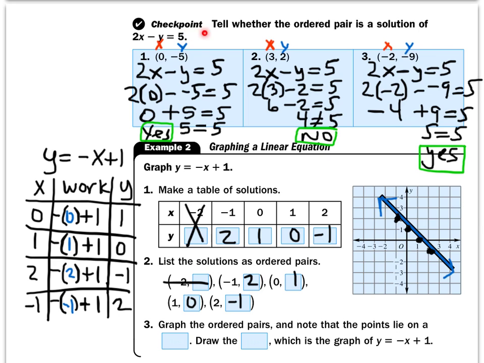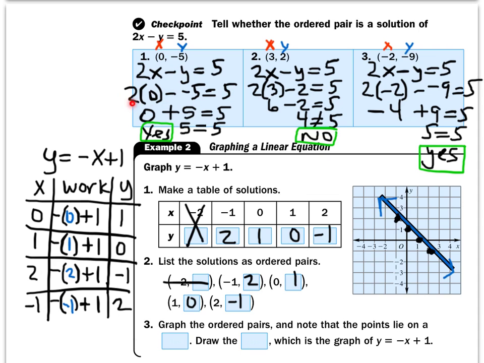Okay, so let's take a look at the checkpoint. They want us to tell whether the ordered pair is a solution of the equation 2x minus y equals 5. So remember, write the equation 2x minus y equals 5. And then above the first number, put the x, so the 0 is going to go in for the x. And then the negative 5 is the y, so the negative 5 is going to go in for the y. But you've got to be careful with that, okay? So now write 2 times 0 minus, and now put in your negative 5, equals 5.